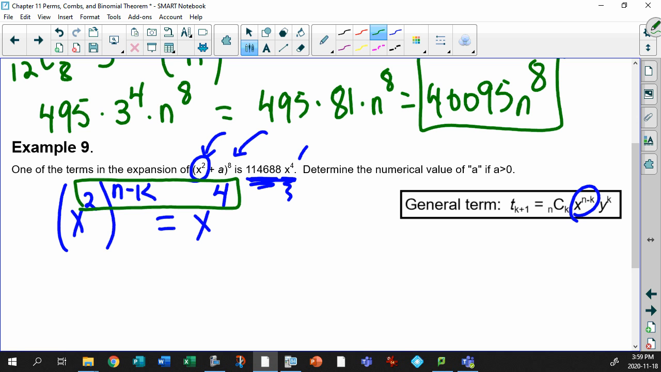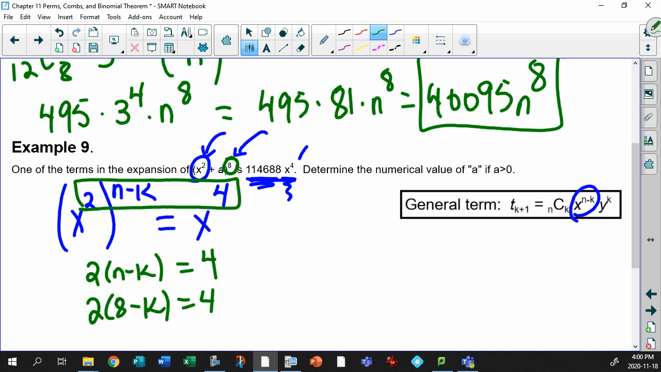You're just looking at the exponents here. 2n minus k has to equal 4. But wait, we know what n is. N is right there. It's 8. So this is like saying 8 minus k equals 4.